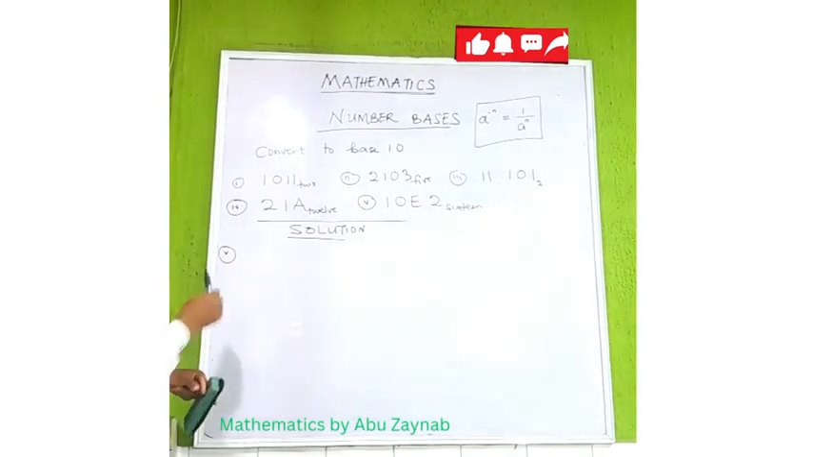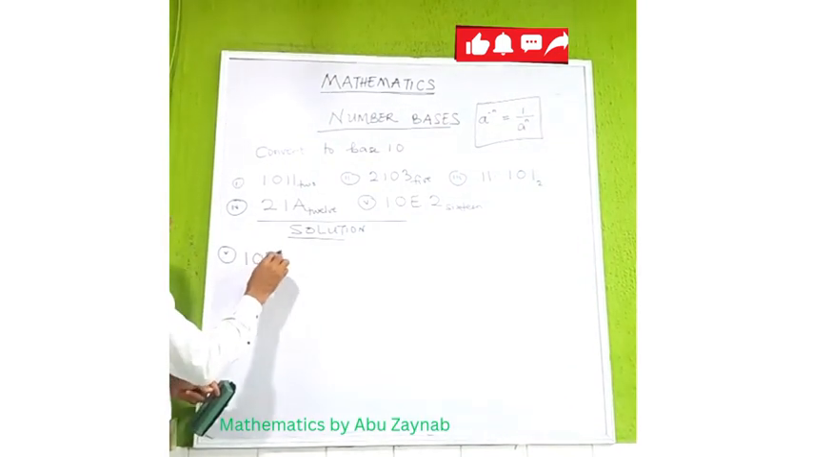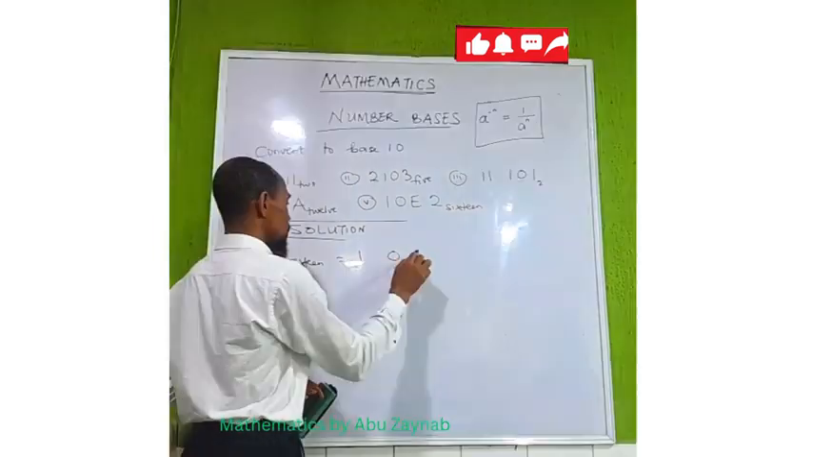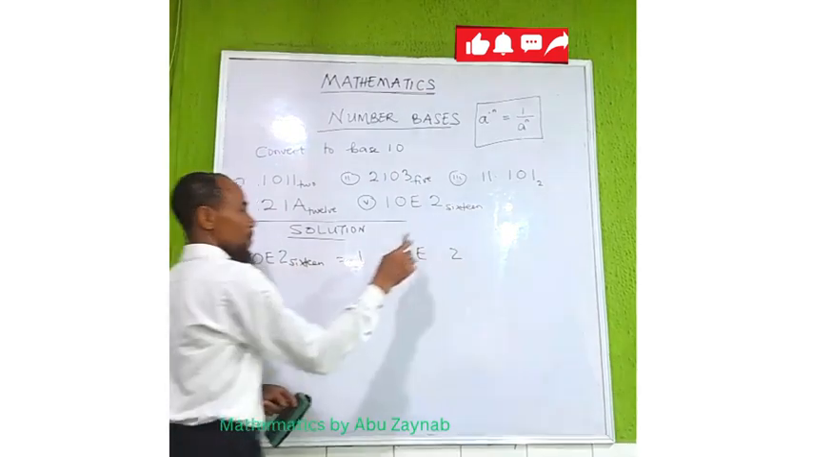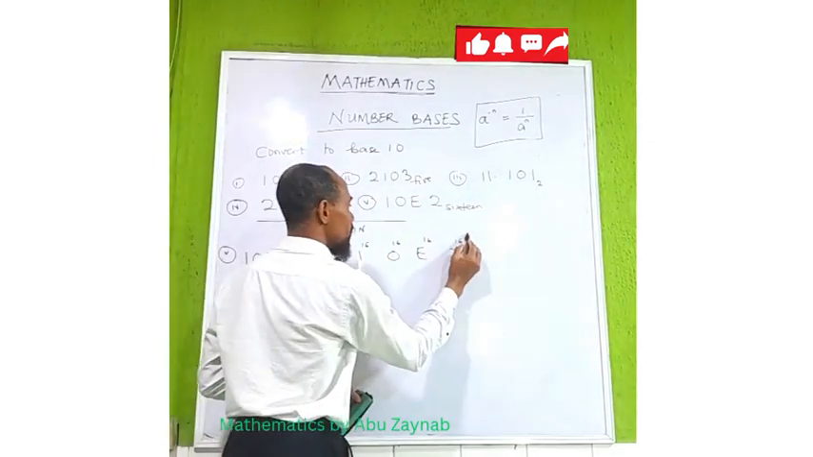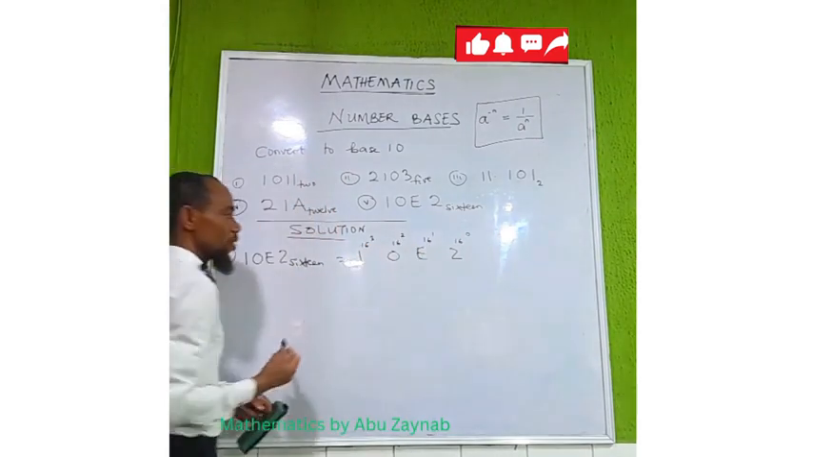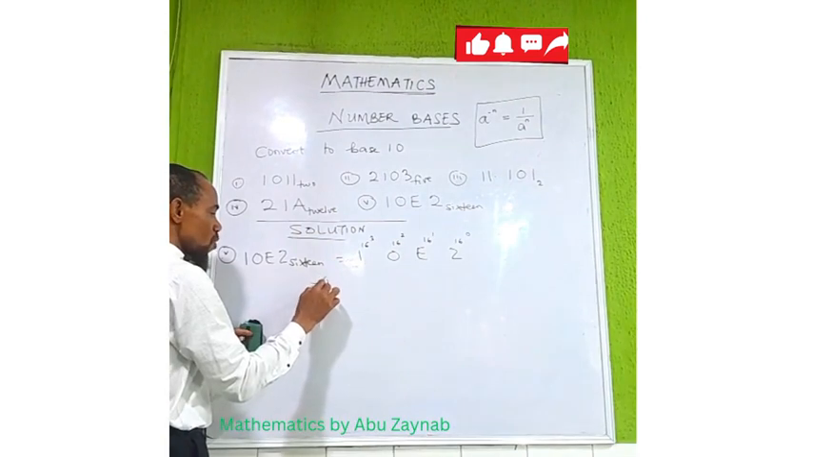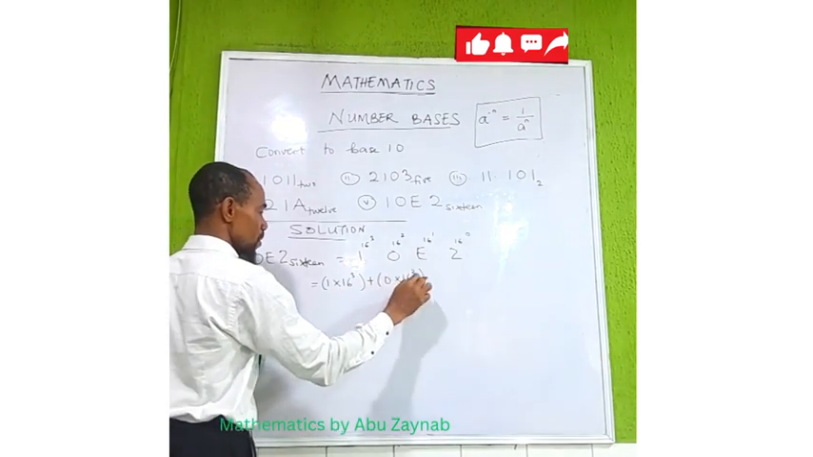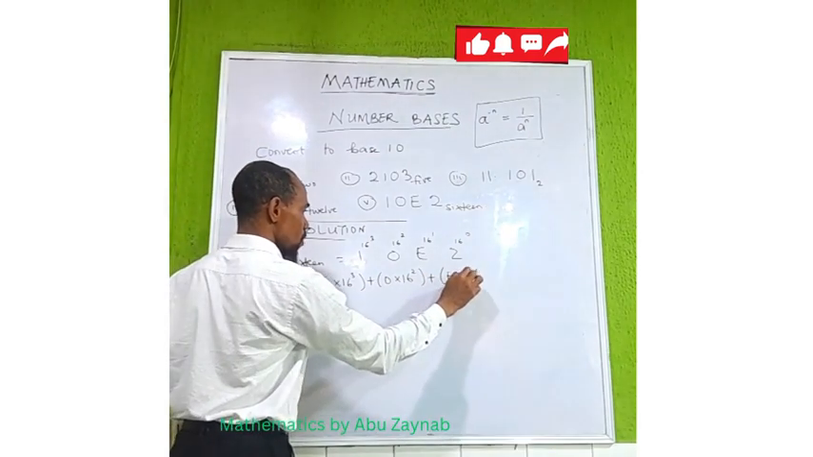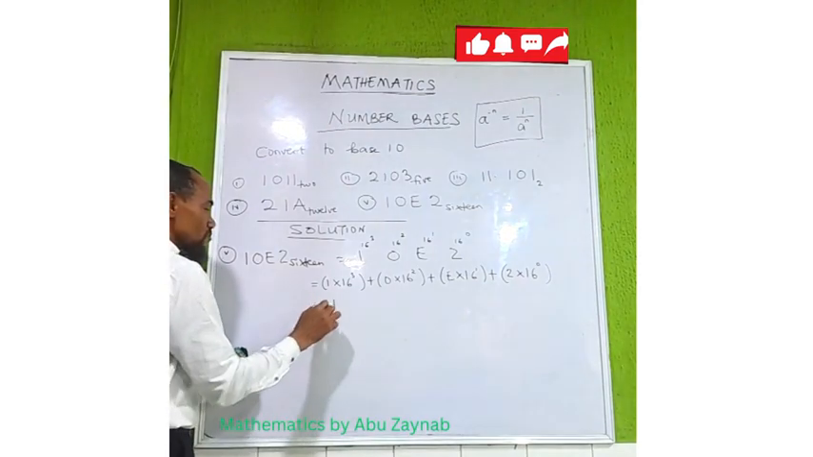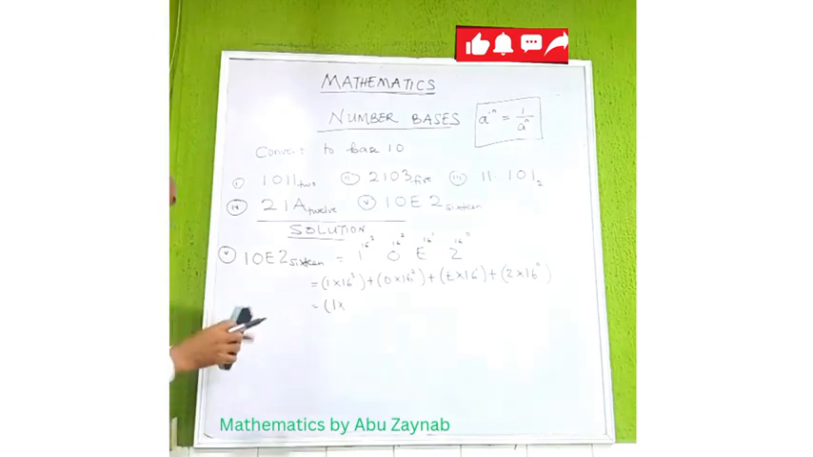So, for hexadecimal, we've got 10E2 base 16. So we have 1, 0, E, and then 2. The base 16 becomes my superscript here, 16, 16, 16, and 16. And on the powers we have from here, 0, 1, 2, and then 3. So, in blowing out, I'm going to have 1 times 16 to the power of 3 plus 0 times 16 to the power of 2 plus E times 16 to the power of 1 plus 2 times 16 to the power of 0.